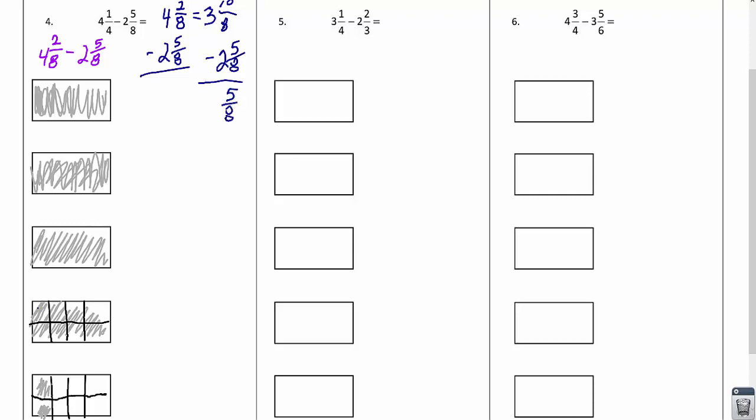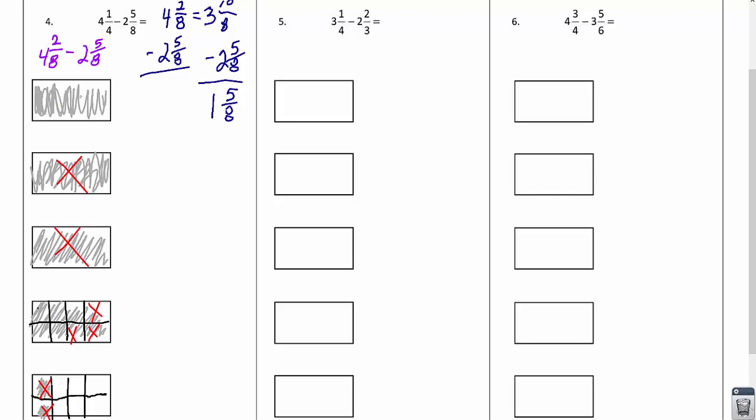So I took away 5/8. 1, 2, 3, 4, 5, and I had 5/8 left. And now I'm going to take away the 2. Take away the 2. And I've got 1 left. See, the whole idea of this rectangle thing is to give you a visual interpretation of what this looks like. So I've got 1 and 5/8, 1 and 1, 2, 3, 4, 5/8.